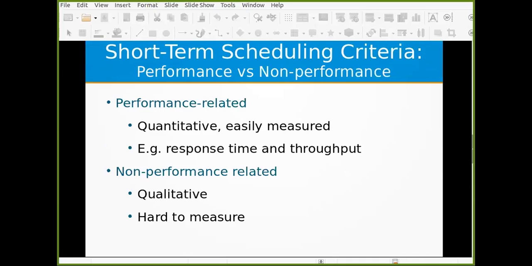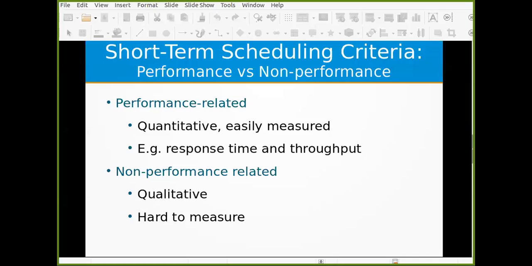So these are the two possible perspectives by which the short-term scheduler strategy should be decided by the OS designer. There is another type of classification of this criteria. One classification was user versus system. Another classification is performance versus non-performance. There are certain criteria which are performance based and certain criteria which are not performance based, and they are qualitative. Performance related criteria are quantitative. You can easily measure them, like throughput and response time.